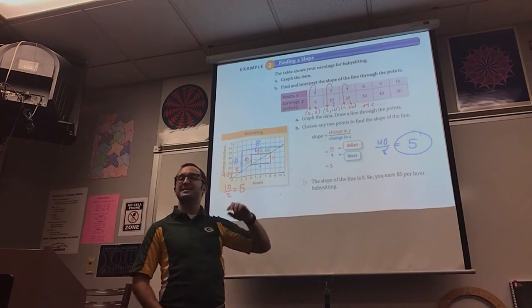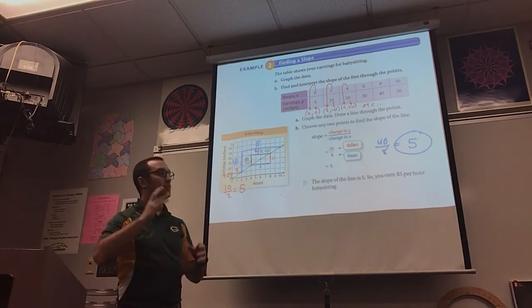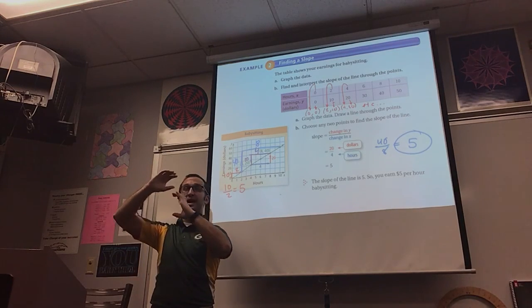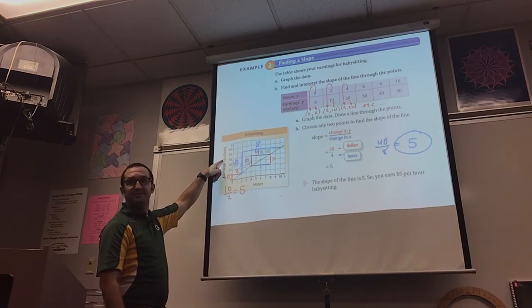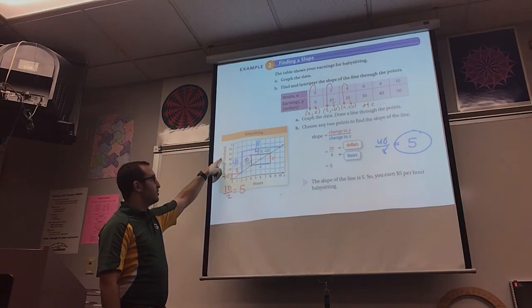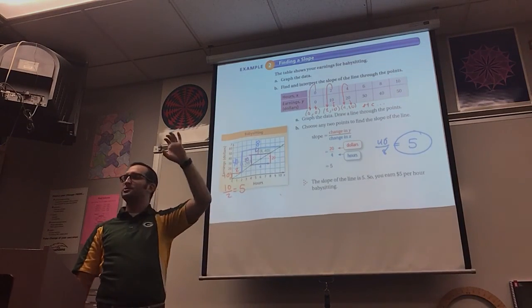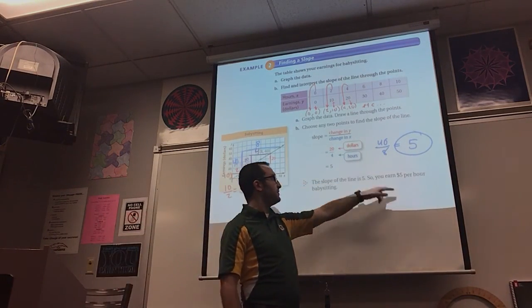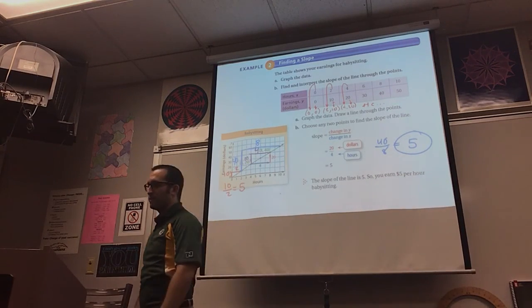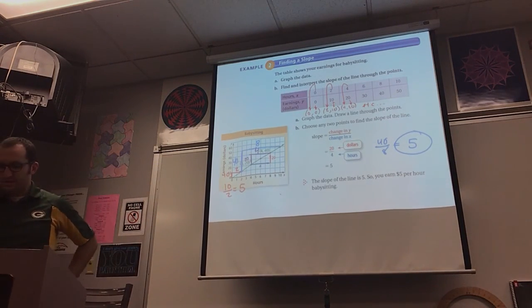That the slope is consistent. Now what does the slope mean? Well, it's the change in y over the change in x. What's y? Dollars. What's x? Hours. So dollars per hour. So what does 5 mean? It means $5 per hour. Questions?